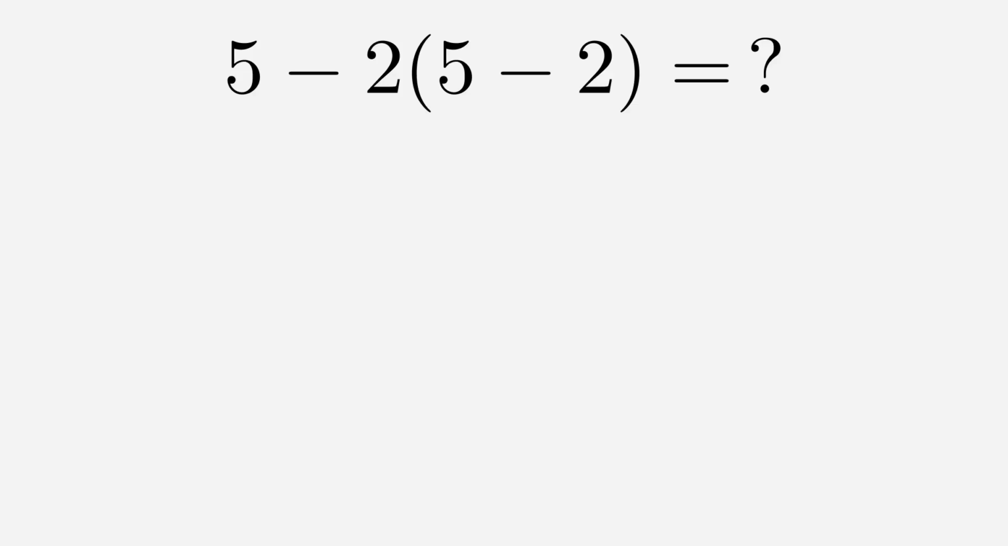5 minus 2 times the quantity 5 minus 2. Look at that pattern. Both sides have 5 minus 2. Your brain wants to use that symmetry, and that's exactly where you'll fail. Most people see this and think, okay, 5 minus 2 is 3, so I've got 5 minus 2 times 3.